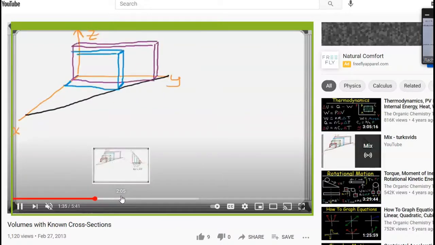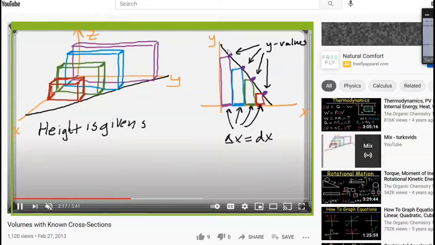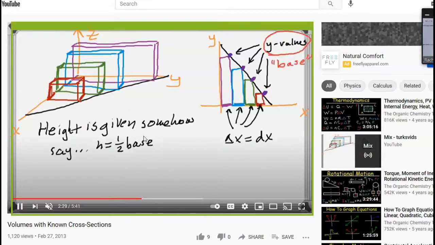I don't think he draws. So here is the other three-dimensional view. This is looking at it from the side, like this piece over here. You can see how all of the y values are changing like they did with our Riemann sum. You can see how dx is just like the width of the rectangle from our Riemann sum. And then the height is given somehow. Well, the height is given from our volume equation that we've created.